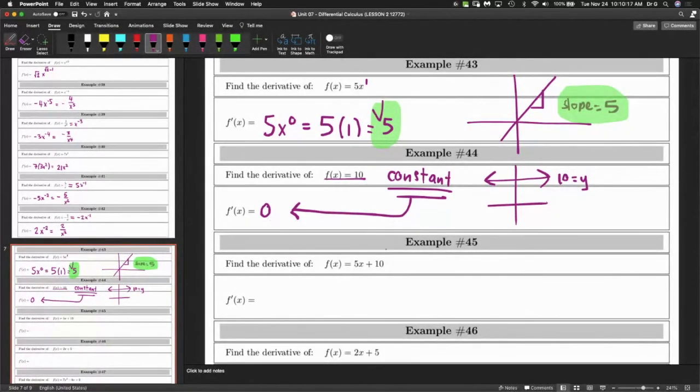Isn't that cool? Let's put them next to each other, let's take a look at 45. 45 is basically the two answers from 44 and 43 added together. So, what is the slope of this line? What's the slope of that line? Anybody remember the slope of that line? Think of y equals mx plus b. Yeah, it's 5.